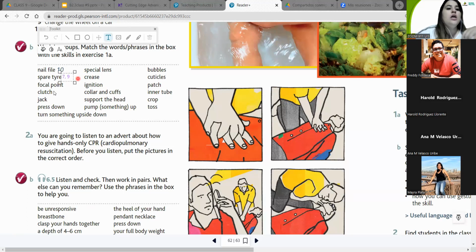Spare tire. So we have focal point, clutch, jack, press down, turn something upside down, special lens, crease, ignition, collar and cuffs, support the head, pump something up, bubbles, cuticles, patch, inner tube, crop, and toss. I'm going to give you 3 minutes to do that, and then we're going to check. Is the activity clear? Yes, teacher. Okay, so please start. Thank you.